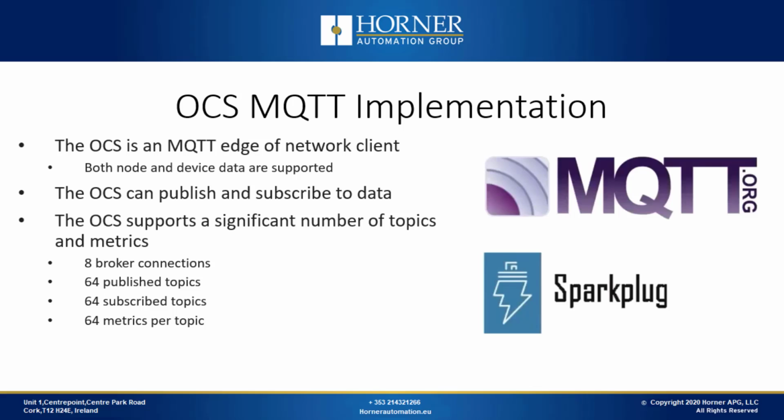Okay, so the OCS is an MQTT Edge of Network node that supports both node data and device data. It can both publish and subscribe to data. The OCS can support a significant number of topics and metrics. It can connect up to 8 brokers. It can publish up to 64 topics, and within each of those topics it can have 64 metrics. Also, for each of those topics, you can decide whether you want to publish that data on a periodic basis, a triggered basis, change of state basis, or change of value basis.